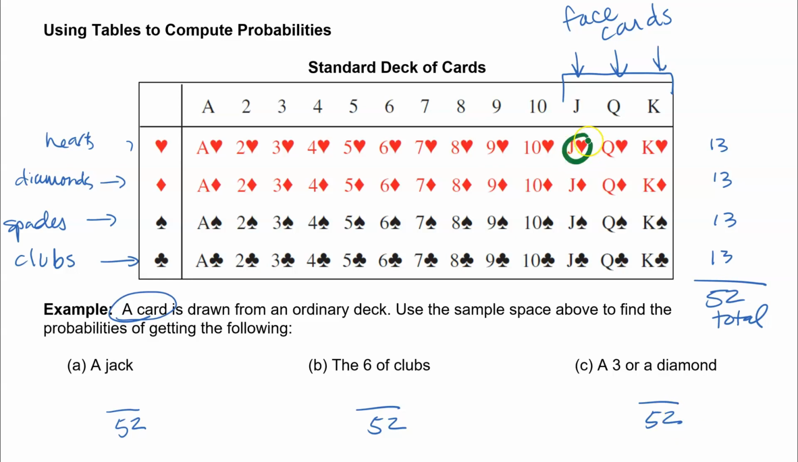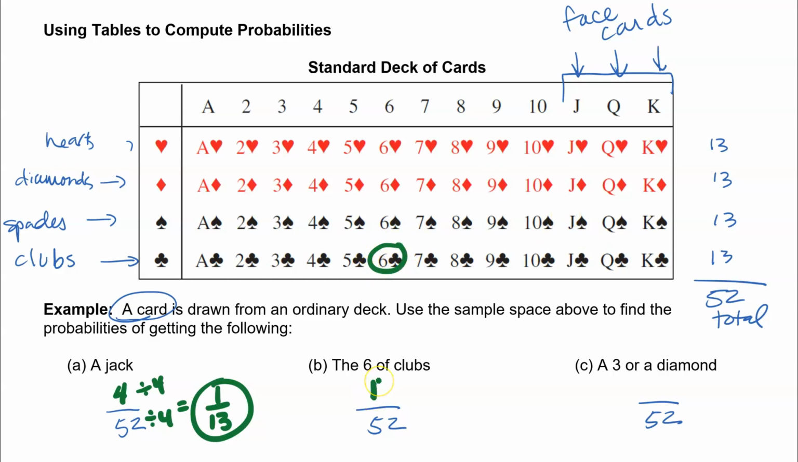So you can simply just count the number of jacks in the deck. There are 4, so there are 4 out of 52 is going to be the probability, and then we could reduce that by dividing both by 4, and that leaves us with 1 out of 13. For part B, we want to know the probability of getting a 6 of clubs. Well, there's only 1 6 of clubs. It's right there.